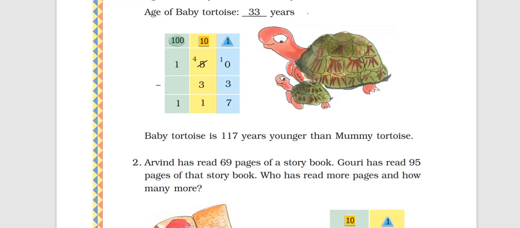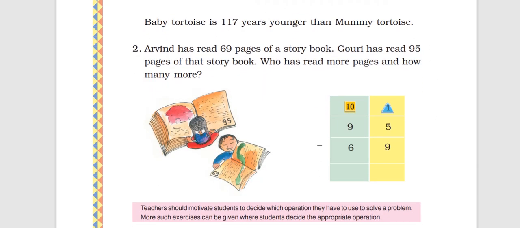Okay, let's move on. Arvind has read 69 pages of a storybook. Gauri has read 95 pages of that storybook. Who has read more pages? There we have it, more, another keyword. How many more? So obviously we know Gauri has read more pages because we know that 95 is bigger than 69. So 95 minus 69.